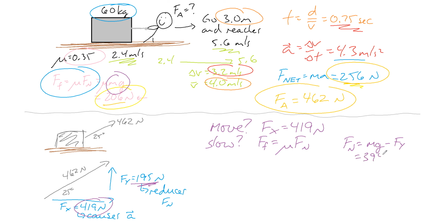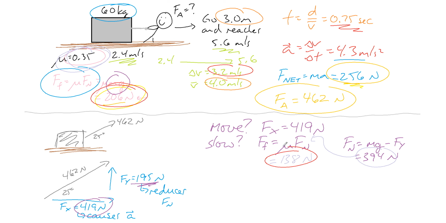So if I do the mg and subtract the 195, we've got a normal force of around 394 newtons. So now I can find my friction. I'll take that 394 and use that as my Fn. I've got my coefficient of friction, that's still 0.35, I haven't changed that, times my 394, and I will get a force of friction of around 138 newtons. So you can see before, friction was 206. Now my friction's 138. I've got less friction because he's pulling up a little bit, lifting it off the surface a little bit, reducing the pressure, so there's less friction involved.